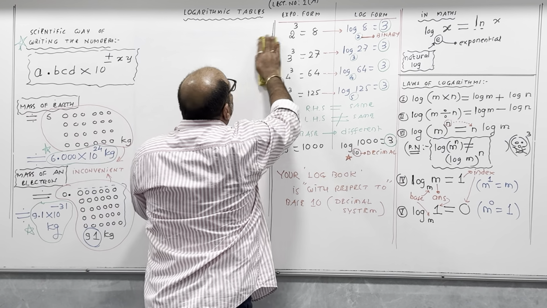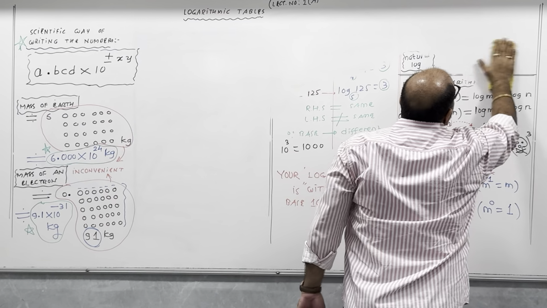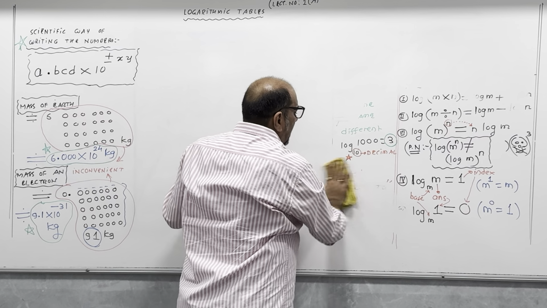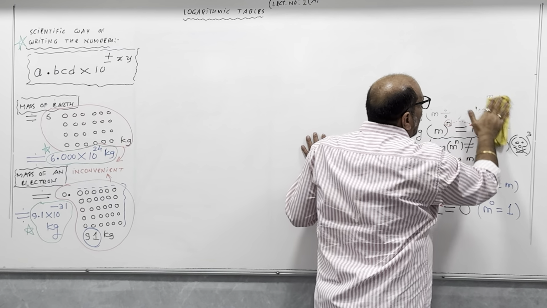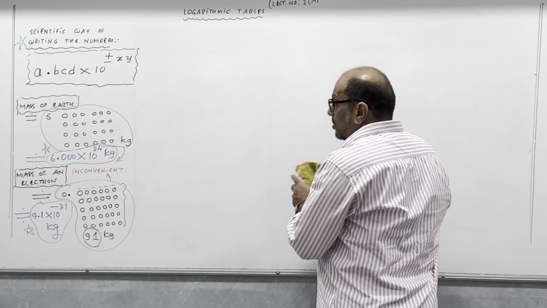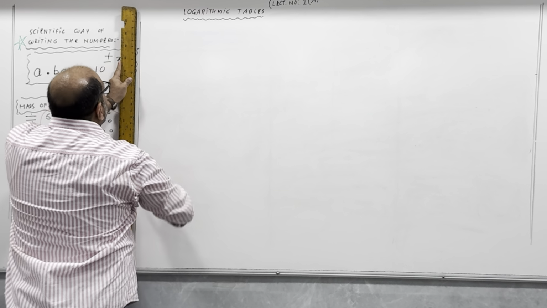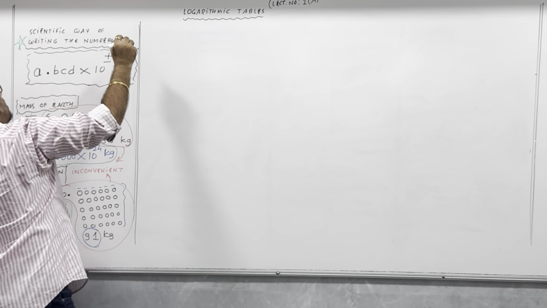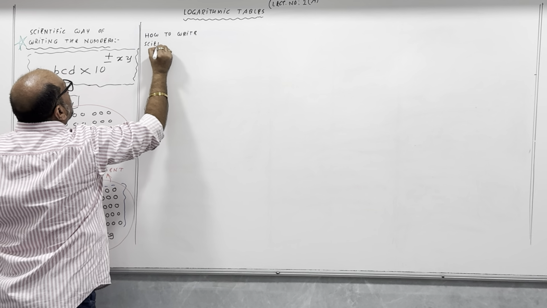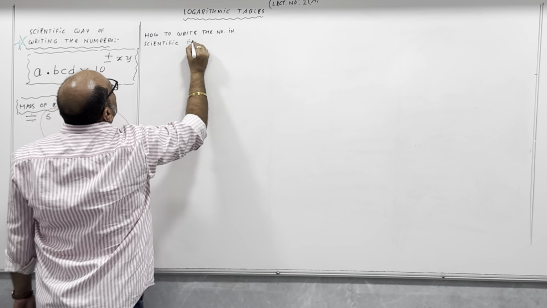Now how to write the numbers in scientific form? For that, first I will give you a very simple example. Extremely simple example where I am going to take the digits to be the same. Let us say 1, 2, 3, 4, 5, 6. That means the digits which I am going to take are first 6 natural numbers. So now we are moving on to an exercise called how to write a number in scientific form.